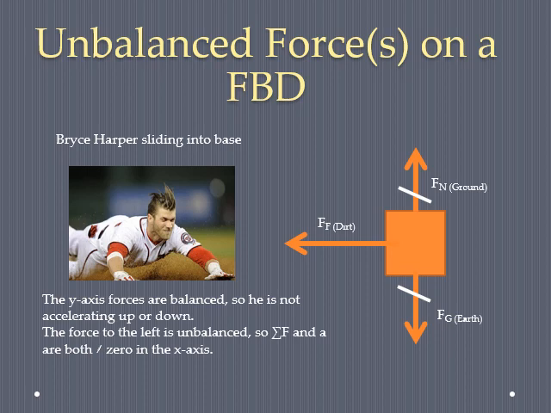And from this free body diagram, we see that the y-axis forces are balanced, as I mentioned a minute ago. However, in the x-axis, we have an unbalanced force, which means that sigma F in the x direction is equal to the force of friction from dirt, and the acceleration is going to be to the left, and it's going to be not equal to 0. So this object is not at a constant velocity. Velocity will be changing, as indicated by an unbalanced free body diagram.